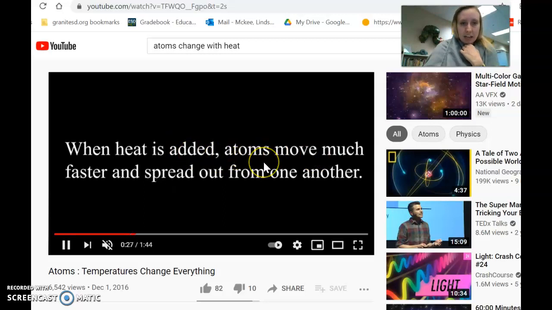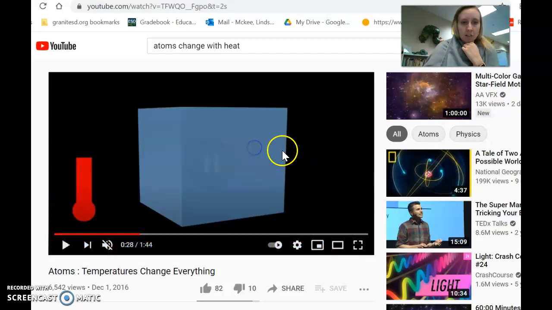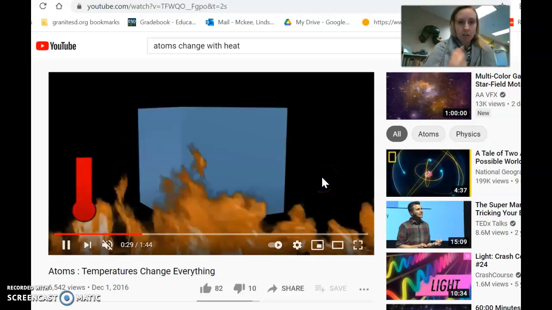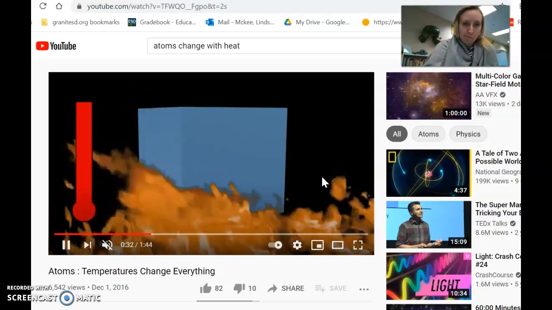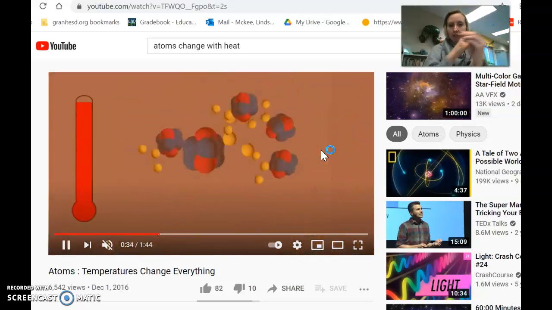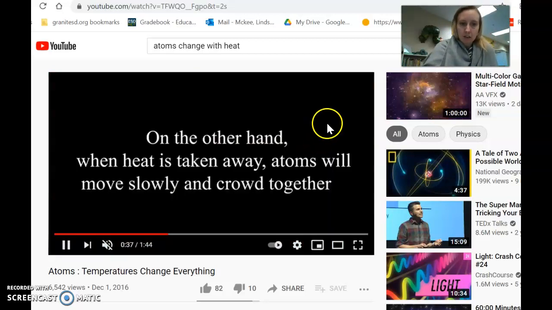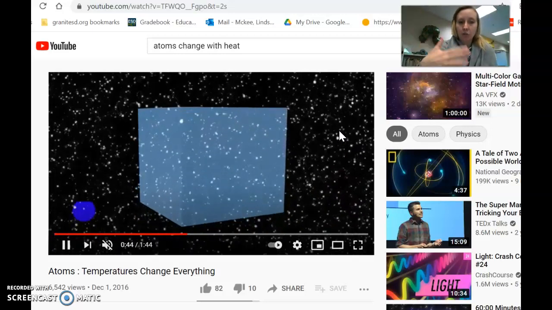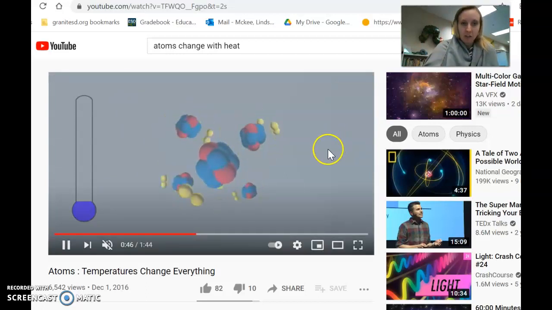So when heat is added, atoms move much faster and spread out from one another. So let's watch what happens to the atoms. Okay, so now they're moving around very quickly. They're bouncing about. On the other hand, when heat is taken away, atoms will move slowly and crowd together. So heat speeds it up. Cold slows it down. See how slow they're going?